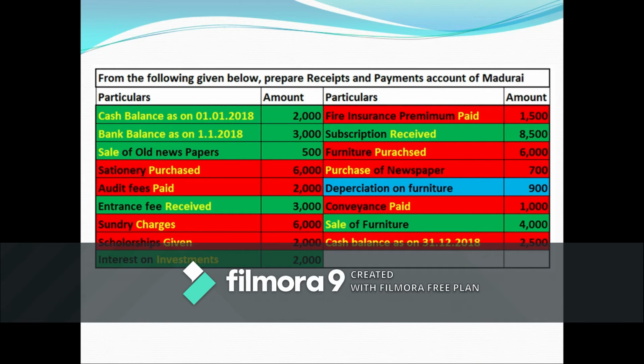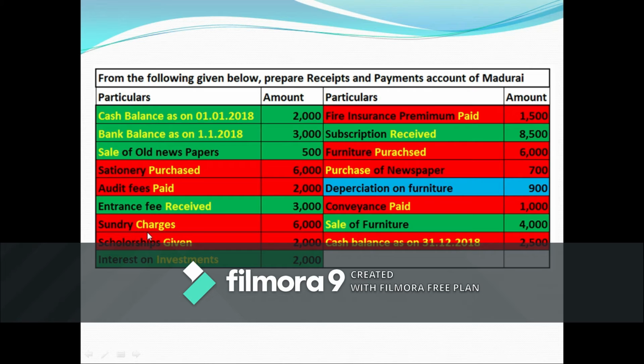Stationery purchase. Cash goes out. Audit fees paid. Cash goes out. That's why red. Entrance fee received. Here, interest on investment, amount received, subscription received, sale of furniture. So those accounts, the cash comes in, that's why highlighted in green.